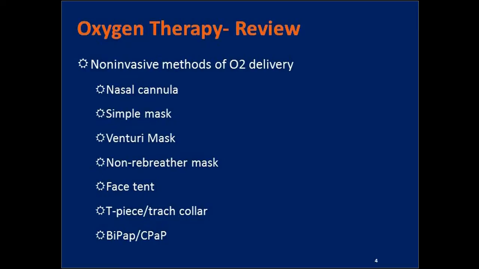But a simple mask cannot be adjusted. A Venturi mask can be adjusted as far as how much oxygen is delivered. With a nasal cannula, of course, you can give all the way up to about 5 or 6 liters. Anything really above 3 or 4 needs to be humidified. Basically, you're going to be drying your patient's nose and burning them. It's not comfortable to be on high flow nasal cannula.